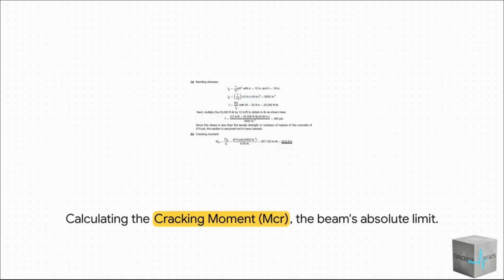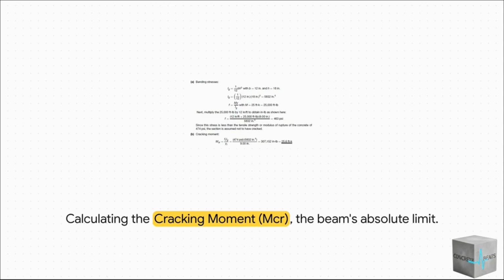Okay, so 25 foot-kips wasn't enough. But how close were we? Let's find the exact breaking point. We bring out our main formula: Mcr equals fr times Ig divided by yt. We know all these numbers now. The strength, fr, is 474. The inertia, Ig, is 5,832. And yt, the distance to the bottom, is 9 inches. You plug all that in, do the math, and you get 307,152 inch-pounds.